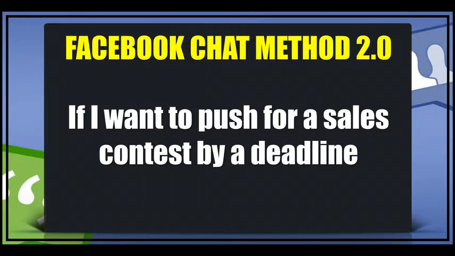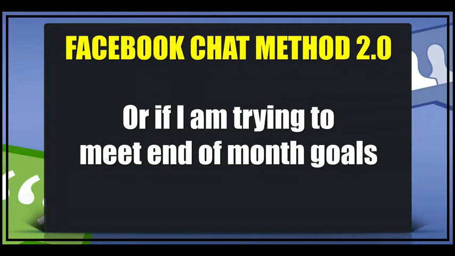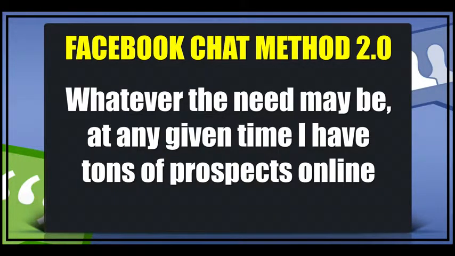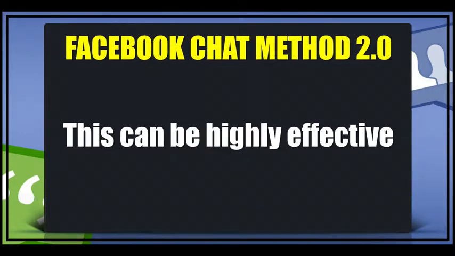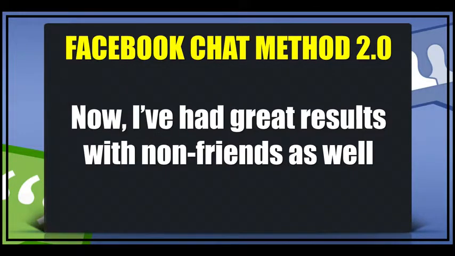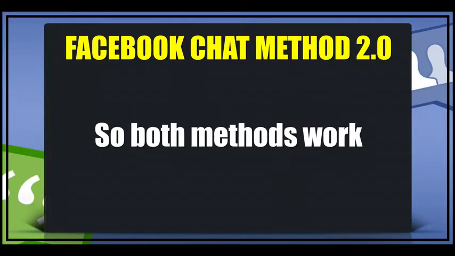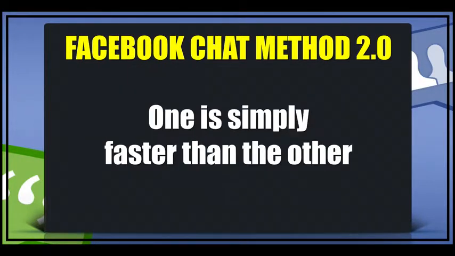For instance, if I want to push for a sales contest and hit it by a deadline, or maybe I want to meet the end of month goals in a company, whatever the need may be at any given time, I have tons of prospects that are online and I can instantly start up a conversation with them. This can be highly effective. Now, I've had great results with non-friends as well. So clearly both methods work. One is simply faster than the other, right?